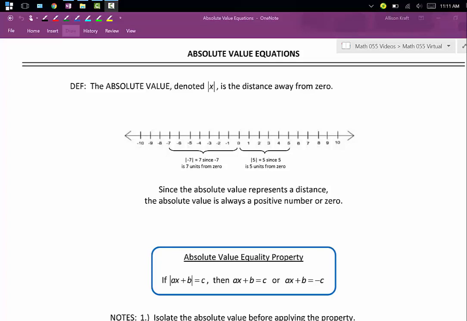In this video, we'll be learning how to solve absolute value equations. The absolute value is the distance away from zero. So the absolute value, for example, of -7 is equal to 7, since -7 is 7 units away from zero. Similarly, the absolute value of 5 is equal to 5, since 5 is 5 units away from zero. The absolute value represents a distance, therefore the absolute value is always a positive number or zero.